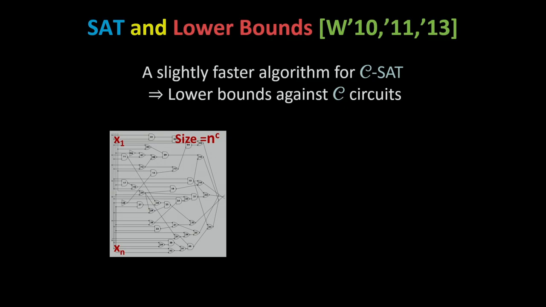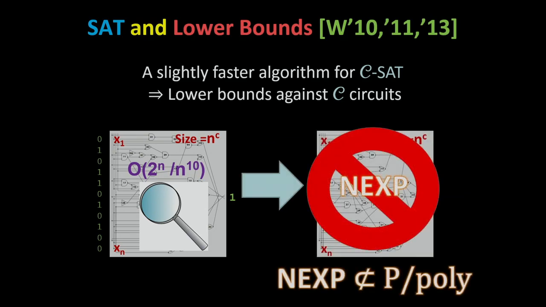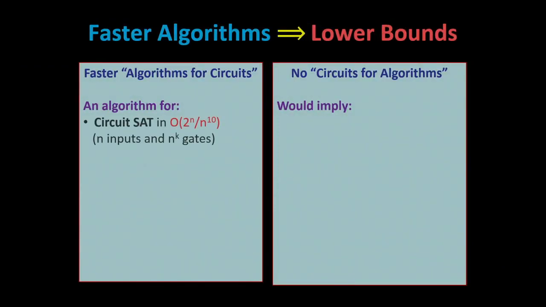So as we were saying, a slightly faster algorithm for CSAT, one running in, say, 2 to the n over n to the 10 for all polynomial sizes, would get us a function in EXP that does not have polynomial size circuits. Okay? And so we discussed that this connection is quite generic, that depending on what circuit class you can solve the SAT problem for, you will get a different kind of circuit lower bound. Okay, so if you get a circuit SAT algorithm running in this much time, you get a strong lower bound.